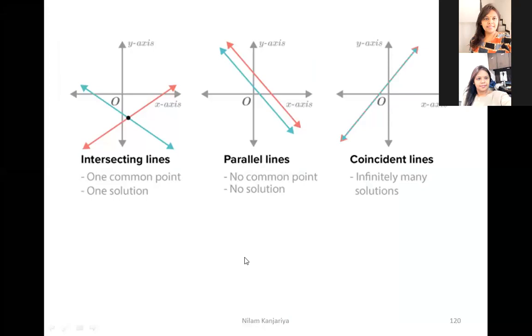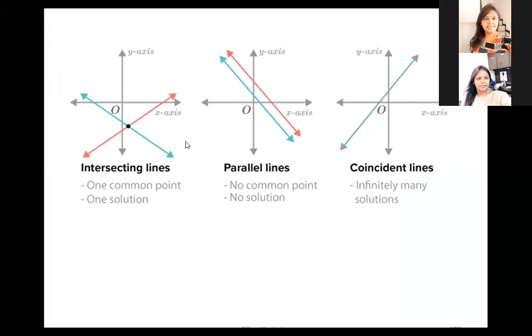So look at the screen, all the students. There are two lines. If the two lines intersect, you get one common point. Look at the first figure. So here you have one solution. This is the common solution, when you have two lines and they intersect.